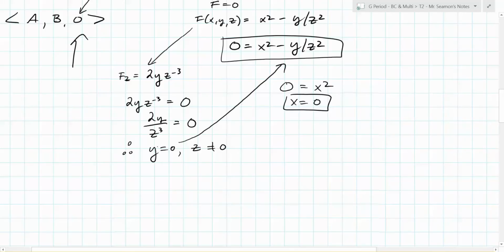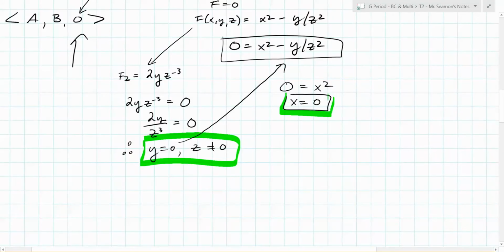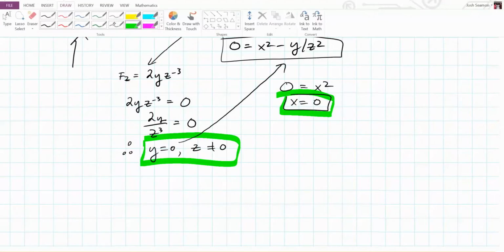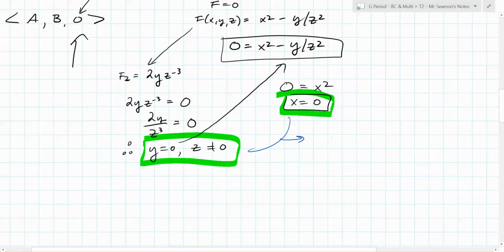So what are the points where these 3 things have to be true? Y is 0, z is 0, and x has to equal 0. What is that set of points? What is that called? Origin. Not the origin, because z can't be 0. It's the z-axis except the origin. And then you're done.